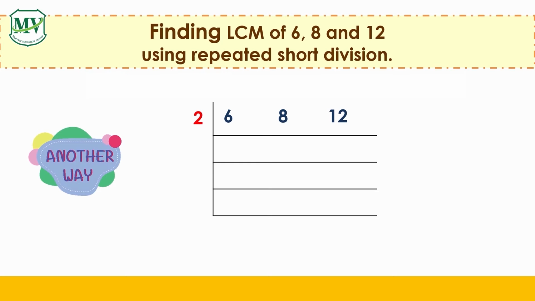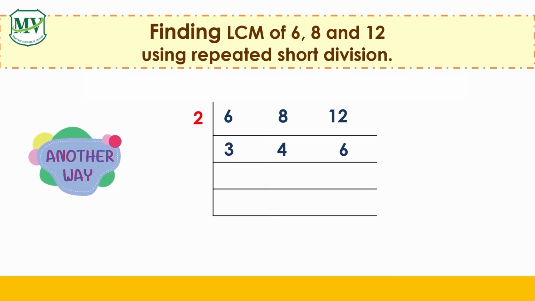So, 6 divided by 2 equals 3. 8 divided by 2 equals 4. 12 divided by 2 equals 6. Next, let's divide 3, 4, and 6. What prime number can you divide 3, 4, and 6?